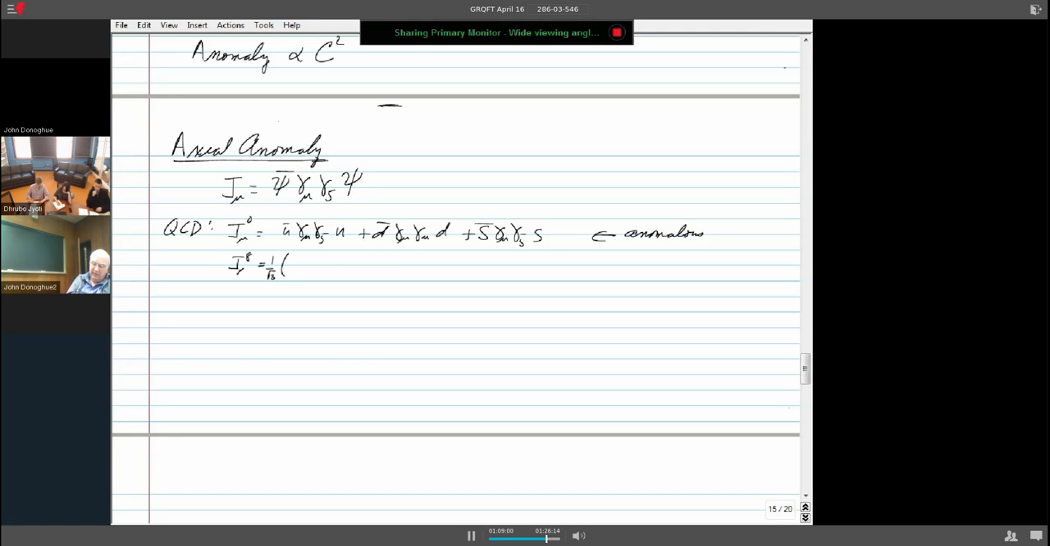So the other anomaly that lives in the world is this axial anomaly. There's both a non-gravitational and a gravitational version of that also. We can do that very simply using the same things we did before. The current here is in general something that looks like psi bar gamma mu gamma 5 psi. It's an axial current.